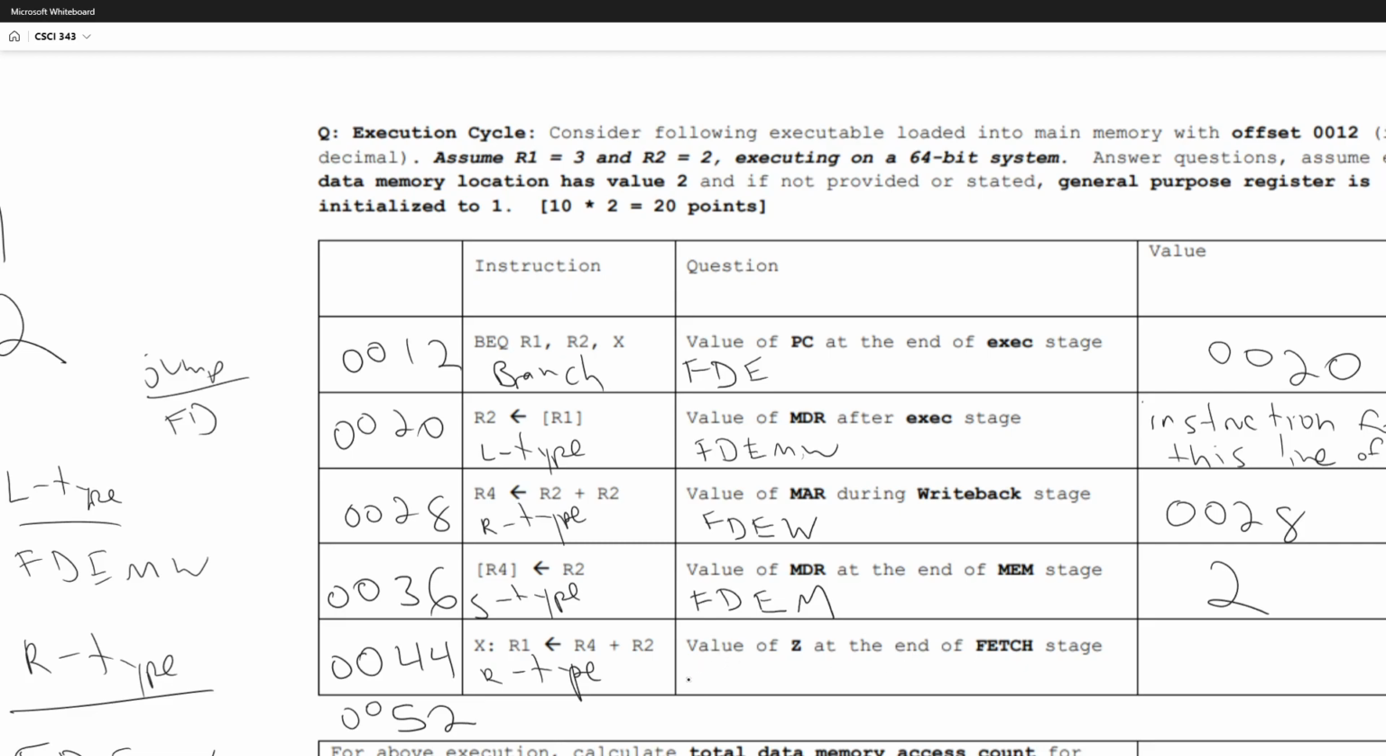Okay. And the last line is another R type, so there's fetch, decode, exec, and write back. Value of z at the end of the fetch stage. At the fetch stage, the z register hasn't been touched yet for this line of code. So it'll be whatever the z register last had, which would be from this R type instruction. So this will just have 2 plus 2, so the z register will have 4.